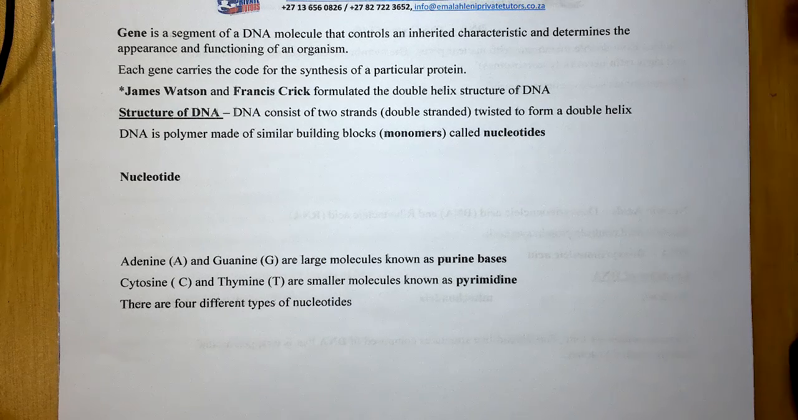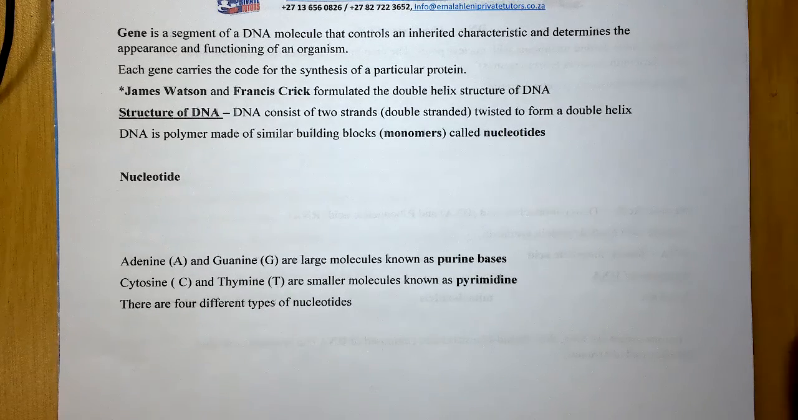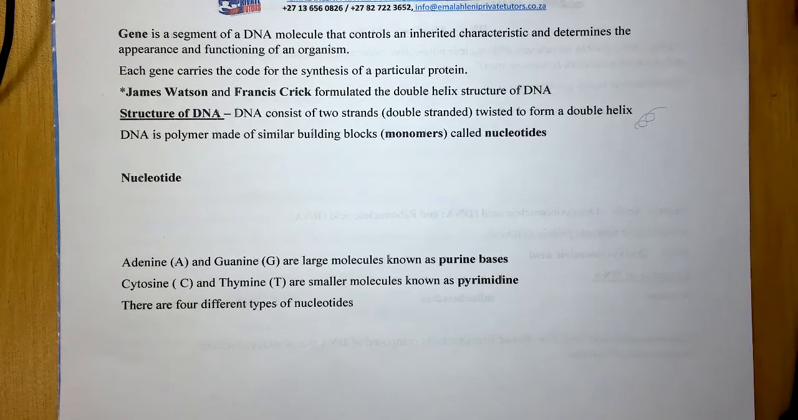The double helix of DNA was formulated by James Watson and Francis Crick. I think this will also pop up in question 1 on the multiple choice, so you just need to understand that. Now, the structure of DNA. DNA consists of 2 strands. We say DNA is a double helix, and when I'm talking of the helix, it's coiled.